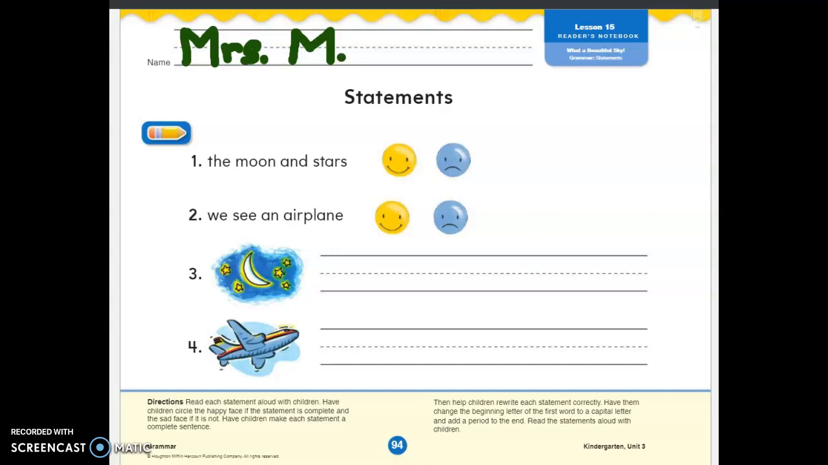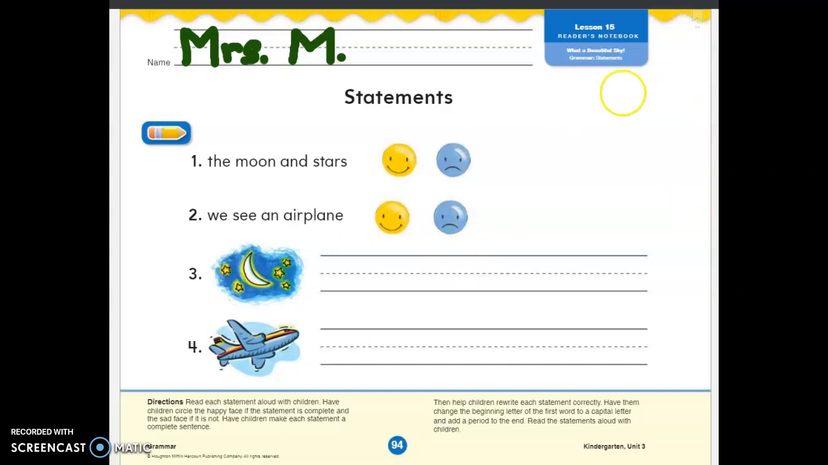And what has to be at the end? Some kind of punctuation, right? Depending on what kind of sentence it is. If it's a question sentence with what or where or how, those kind of sentences will have a question mark at the end. And if it's an excited sentence, exclamation. And if it's just a regular sentence, it has a period.